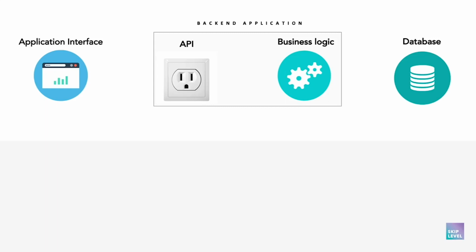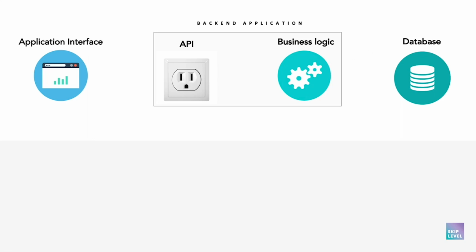So let's step back and take a look at the full interaction of the client side and the server side via an API. I'm going to do some visualization. There are four entities here. First, we have the application interface, which is the browser. Then we have the entire backend application, which hosts the code for both our APIs and the business logic. Then we have the database.